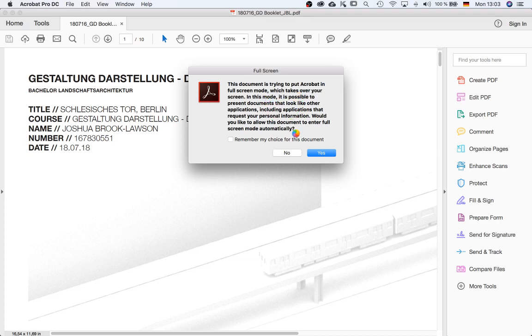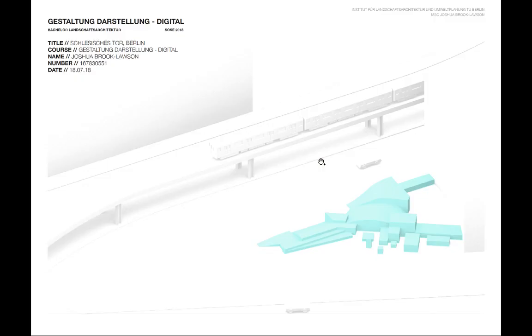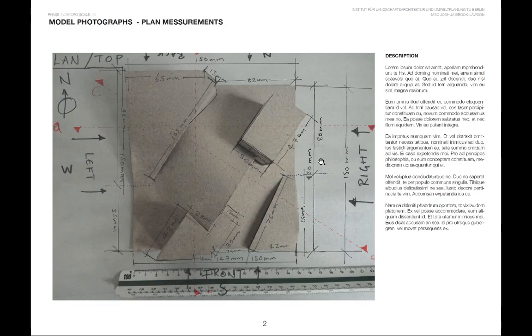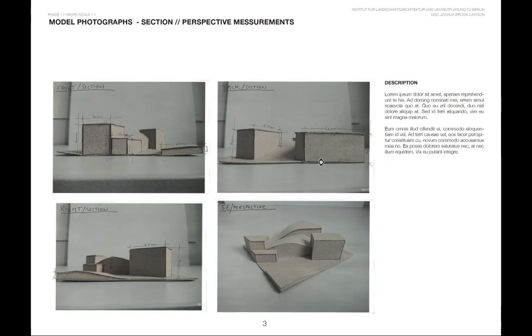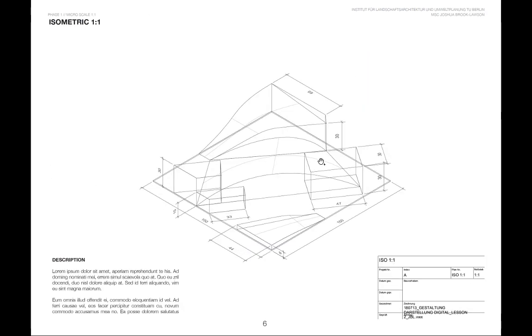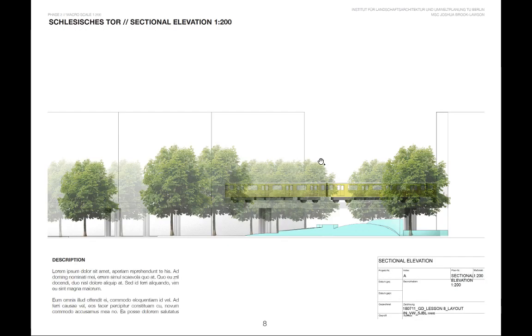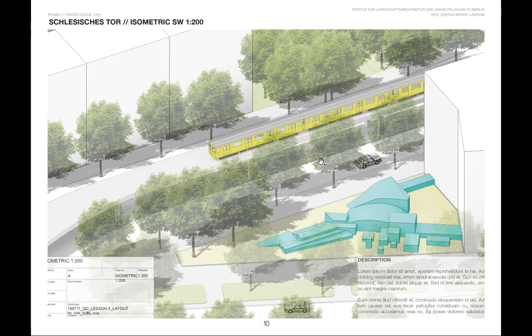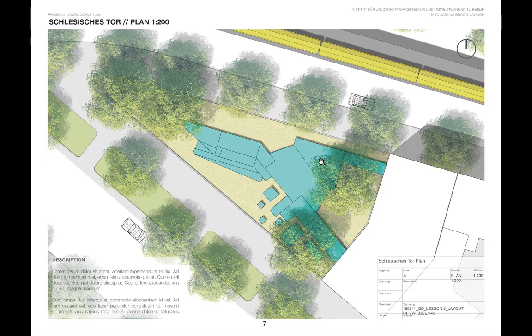It's trying to put Acrobat in full screen mode, which takes over your screen. It's because I selected the option to view in full screen. It's probably a bit annoying, that option. You don't have to select that. But here we go. Here's the document, high resolution PDF exported, all of our titles and headers are there with all of our images. So there we go. There it is.